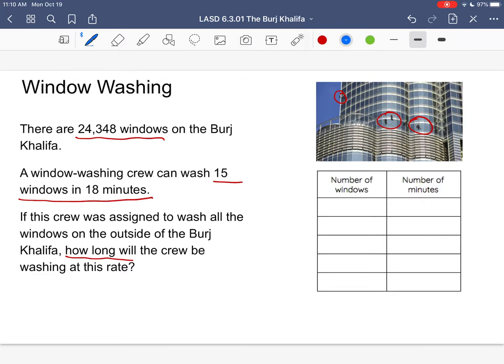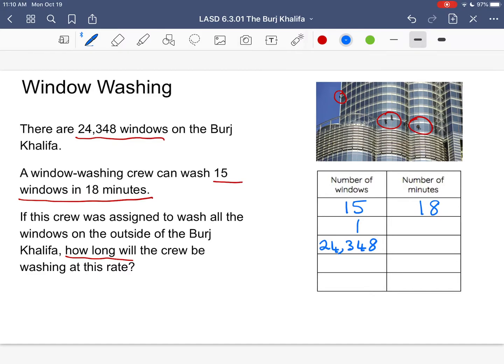So we're told that they can wash 15 windows in 18 minutes. I'm going to leave one row blank for my unit, and then I'm going to put in that there are 24,348 windows altogether. So we want to know how long for one window. So I'll put one in here. So if it takes 18 minutes to wash 15 windows, how long does it take to wash one window?